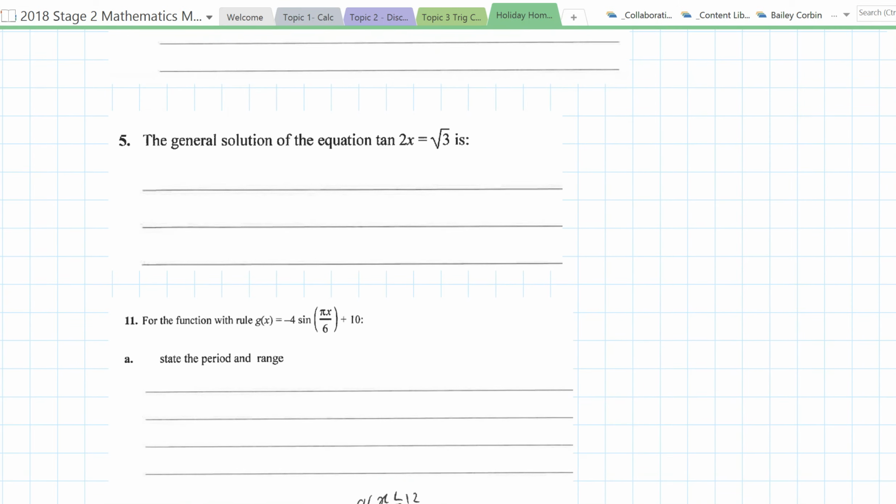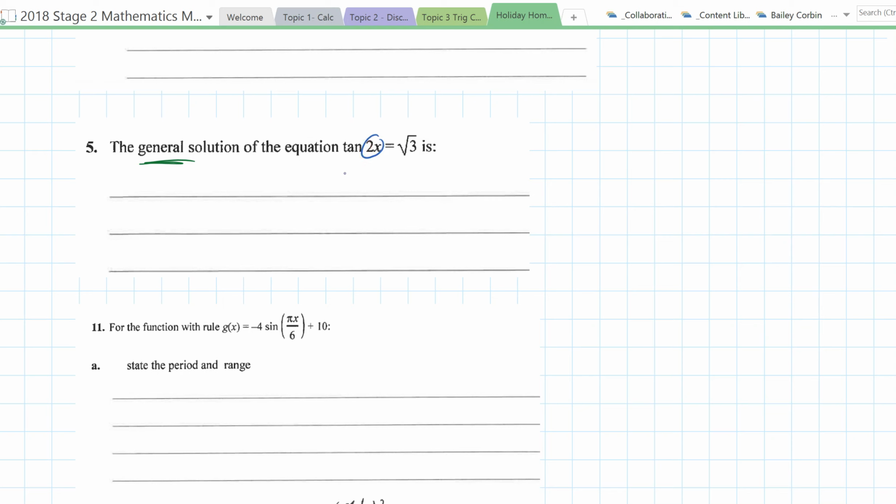Alright, the general solution. Now this you may not have been shown in year 11, I think Mr. Crawley and I can go through it in week 1. General solution means finding all the possible answers to it. Alright, here you're asked for tan of 2x equals root 3. So I would probably make a substitution here and let a equal 2x, and therefore we have tan a equals root 3. Tan a equals root 3.